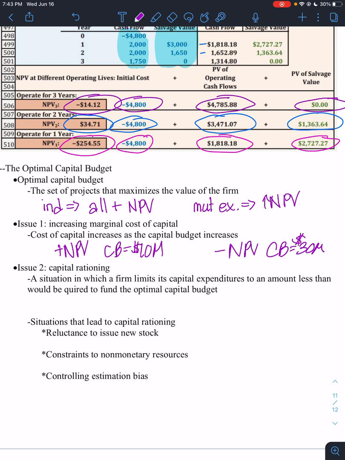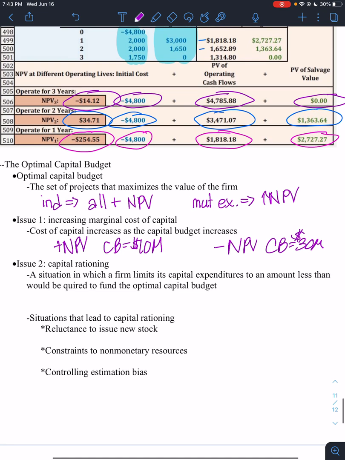Either they capital ration or they set a really, really high WACC, a really, really high discount rate that is meant to, again, offset some of that optimism that may be happening with your managers. So that is the 3 reasons we think the firms may pursue capital rationing, which finishes off our chapter.